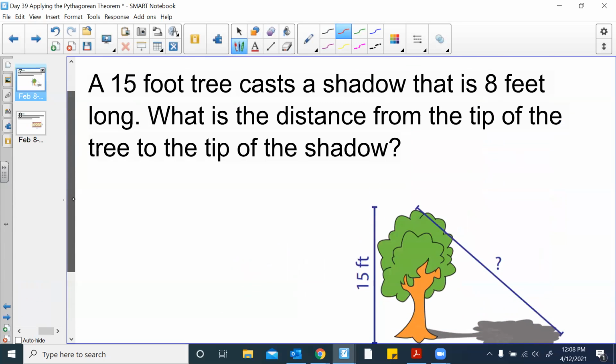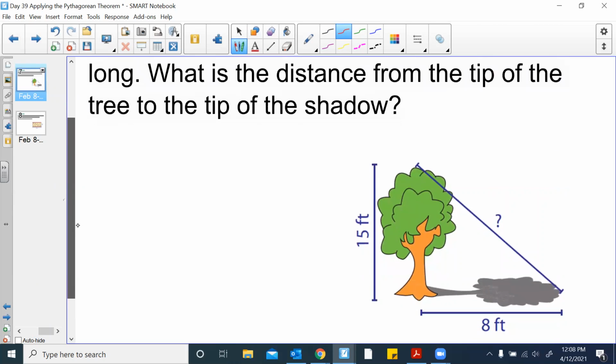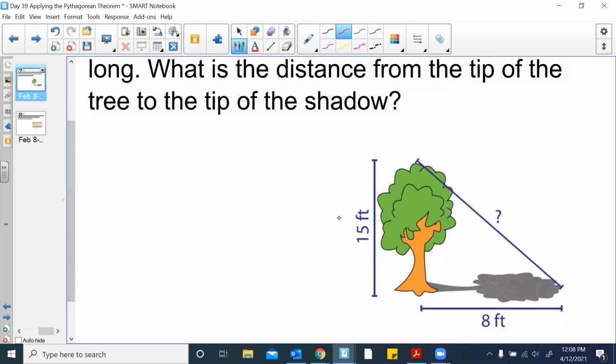All right, a 15-foot tree casts a shadow that is 8 feet long. What is the distance from the tip of the tree to the tip of the shadow? So if you really think logically, use some common sense, you would kind of realize, think about if you're a bird at the top of the tree and you're looking where the shadow casts, you're looking at an angle, right? So there's all these lines that don't really match up, but here's our right angle. So we're definitely looking for the hypotenuse.